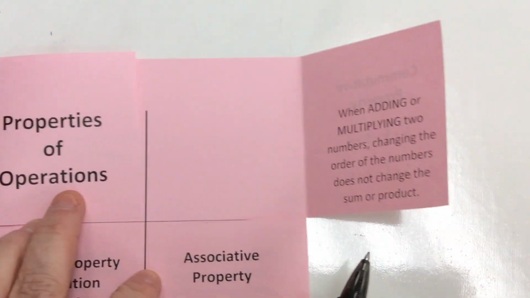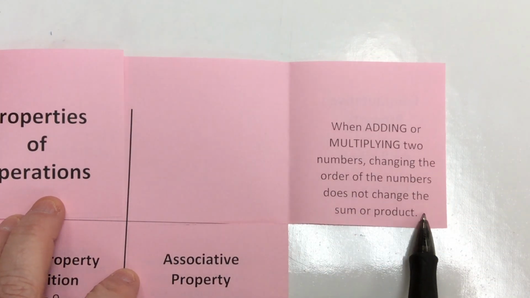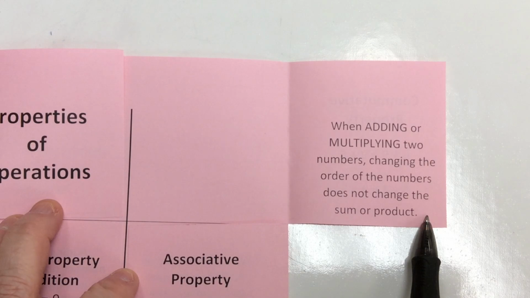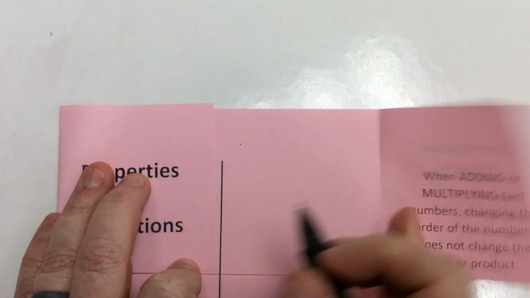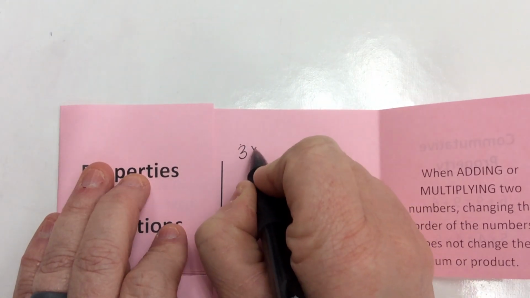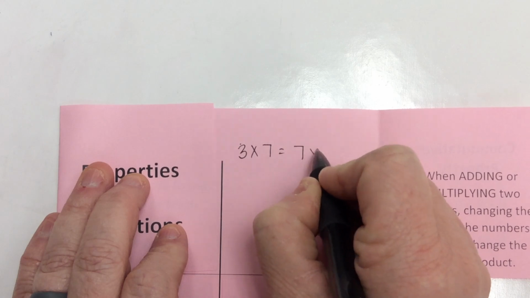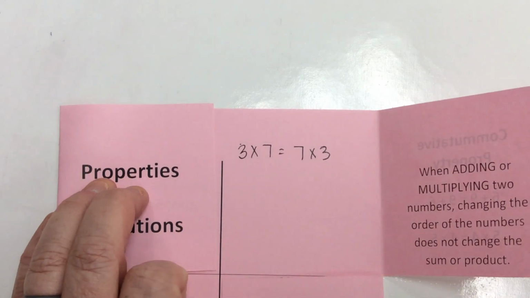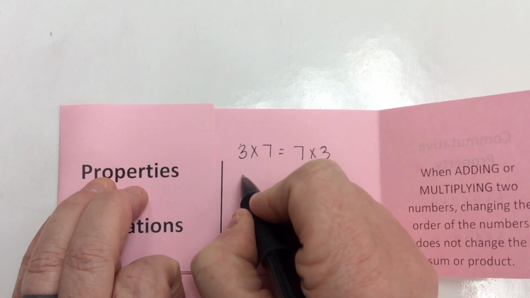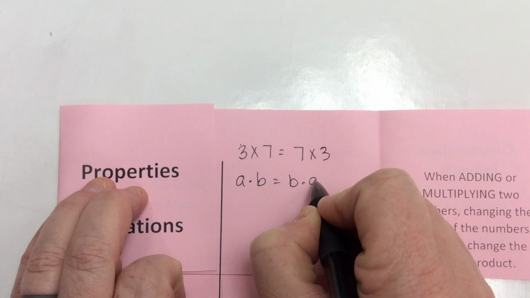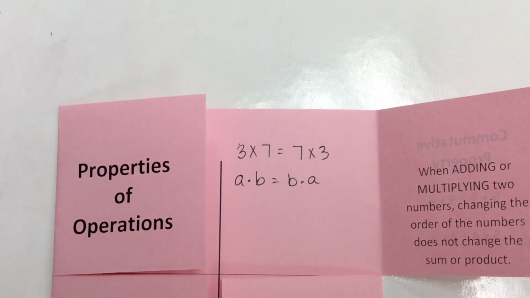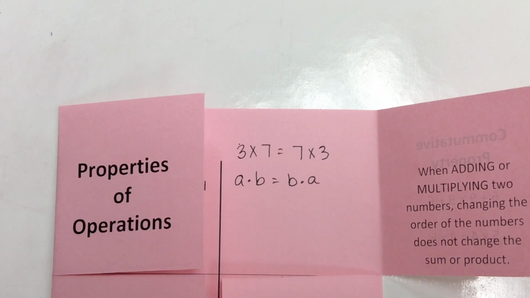When adding or multiplying two numbers, changing the order of the numbers does not change the sum or the product. So I could say 3 times 7 is the same as 7 times 3 because they both equal 21. I could say A times B is equivalent to B times A. When we put a variable or a letter in here, what that means is it can be substituted with a number.